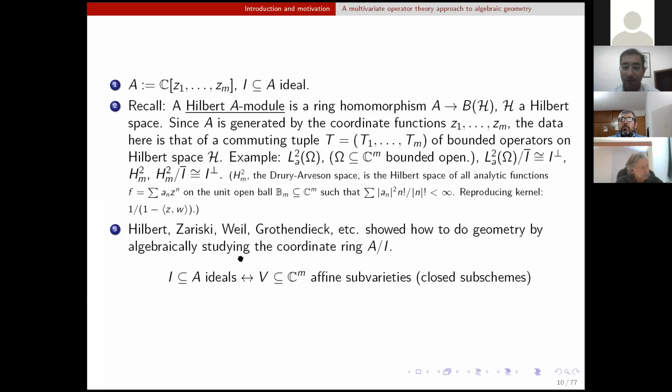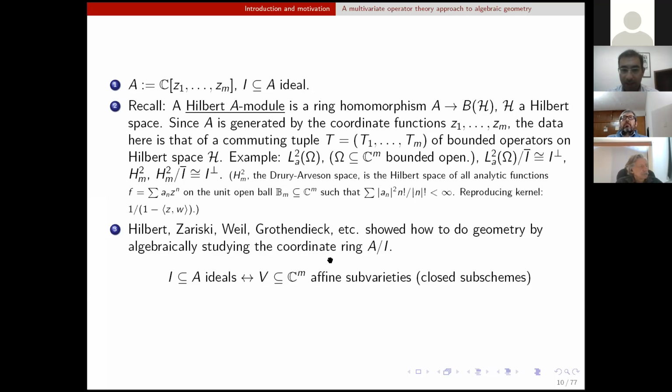And in the other direction, if you have an affine subvariety V, a set of points given by the zero set of polynomials, the ideal I is given by the set of all polynomials which are 0 at every point of your variety V. That is Hartshorne, first chapter.